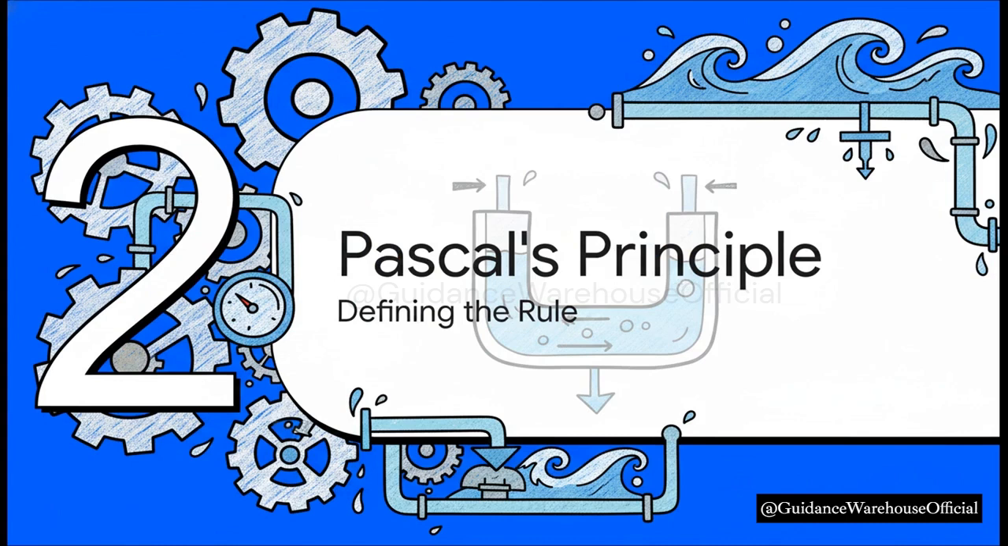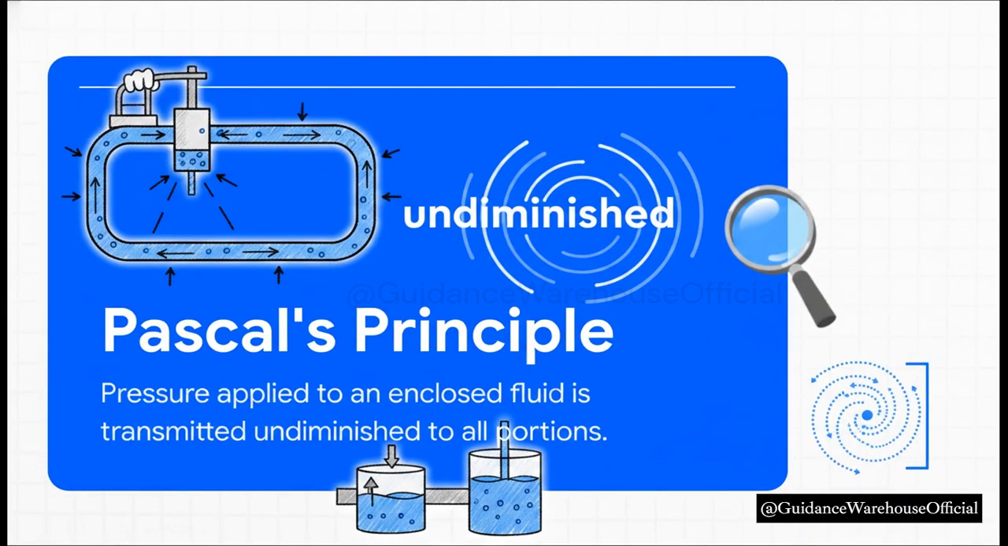Which brings us to Section 2, defining Pascal's principle. Now that we've got the basic idea of an enclosed fluid, let's look at the exact rule that makes it behave the way it does. This is Pascal's principle in a nutshell. It tells us that a change in pressure applied to an enclosed fluid is transmitted undiminished to all portions of the fluid and to the walls of its container.